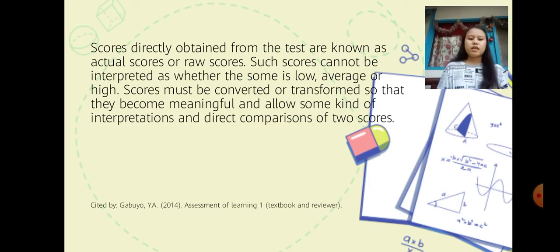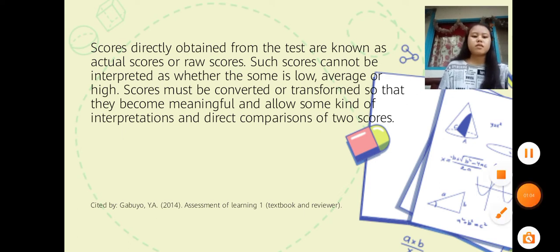Scores directly obtained from the test are known as actual scores or raw scores. Such scores cannot be interpreted as to whether the score is low, average, or high. Scores must be converted or transformed so that they become meaningful and allow some kind of interpretation and direct comparison of two scores.